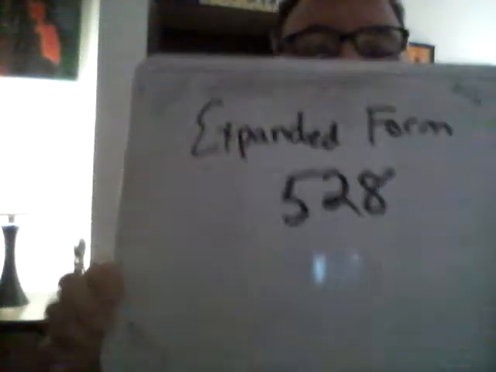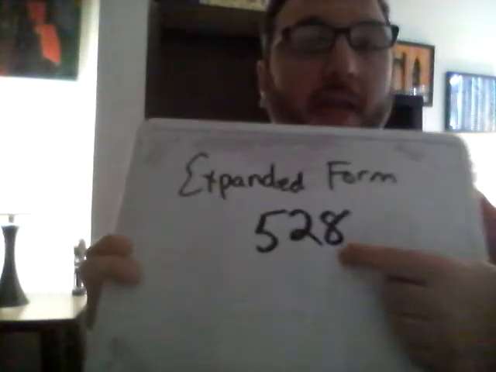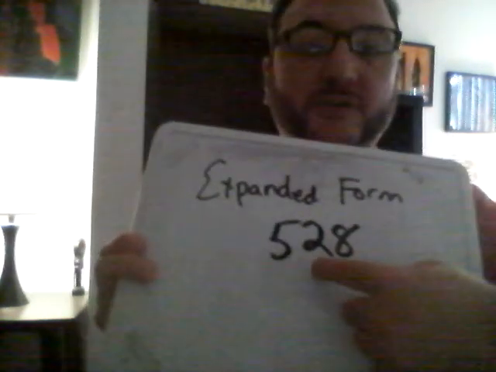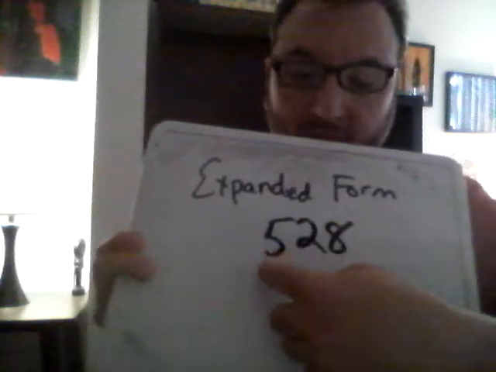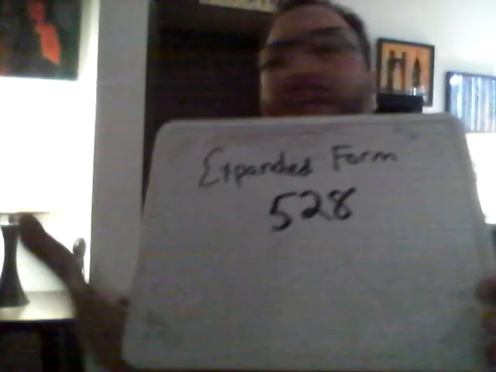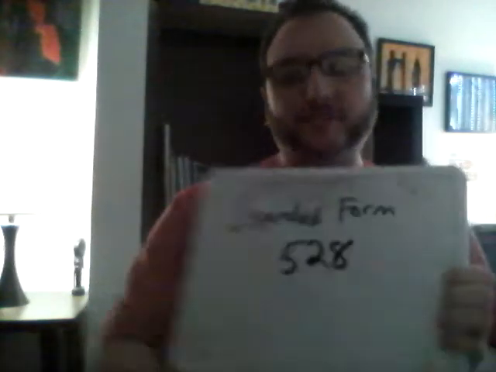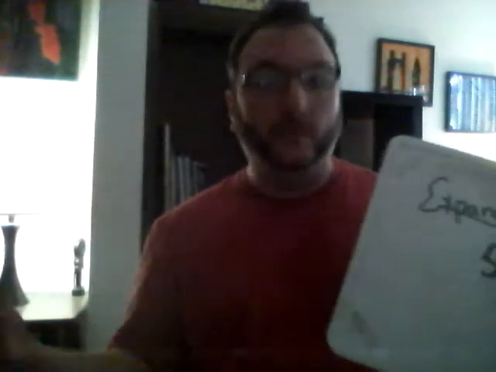Here's a 3-digit number for you. Remember, from right to left, 8 ones, 2 tens, 5 hundreds. So it's 528. Now, I'm going to write this number in expanded form. What does the word expanded mean? Well, of course, the root word is expand, which means to stretch out, like you're expanding a rubber band. I don't have one on me to demonstrate, but you get the idea. Expand. We're going to stretch this number out.